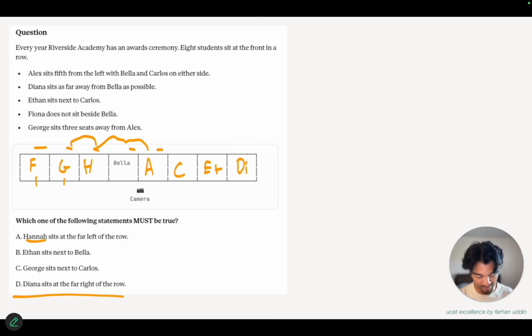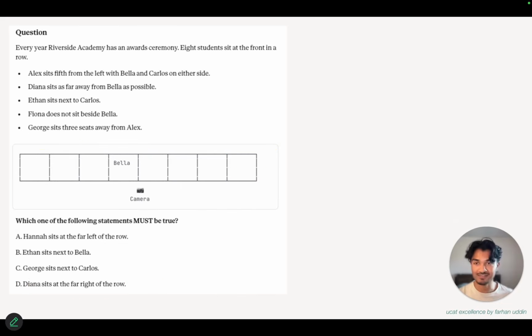Diana sits on the far right of the row. So we've got Diana here, so D is our answer.